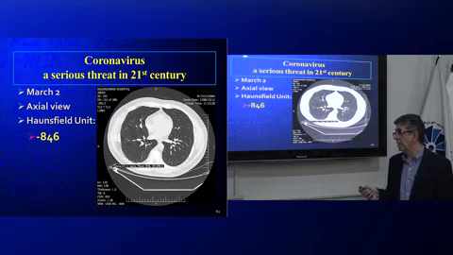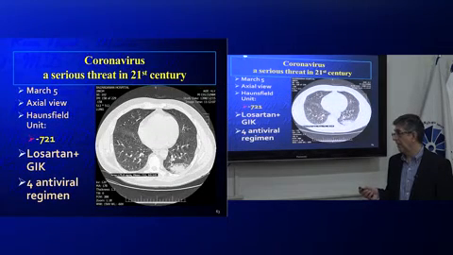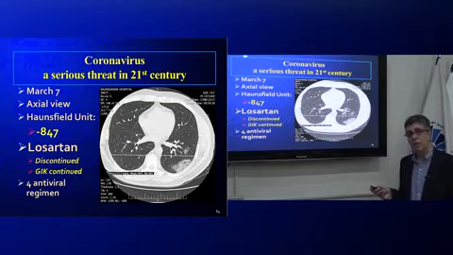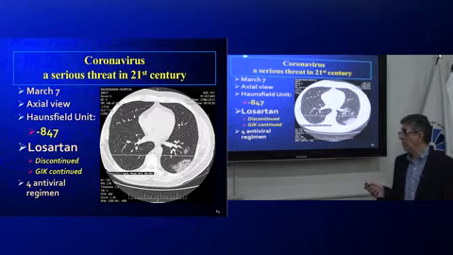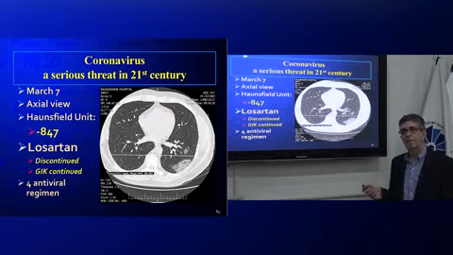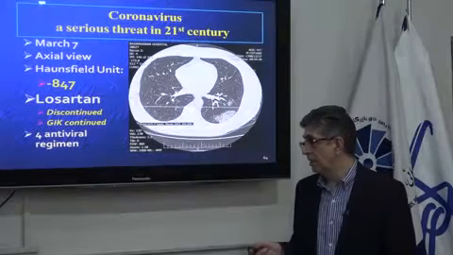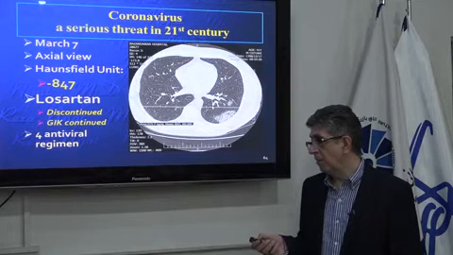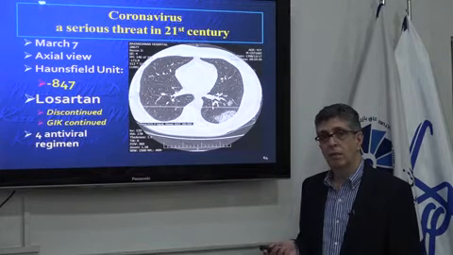This is the first day. This is the second day. And this is the day that we started losartan plus GIK. And after 2 days of losartan, Hounsfield unit decreased to -847. This decline in the Hounsfield unit is very good for the patient because aerated area increased and lung tissue and edema decreased. We discontinued losartan, but 4 antiviral drug regimen and GIK continued.